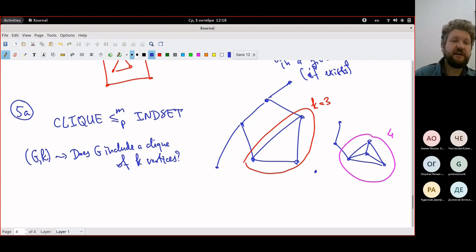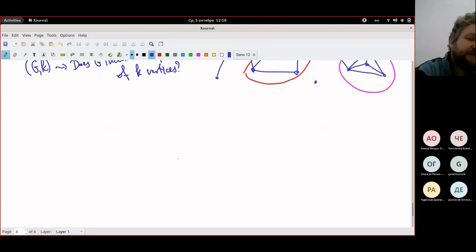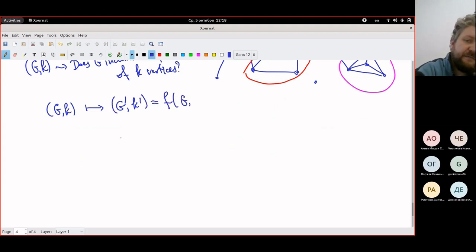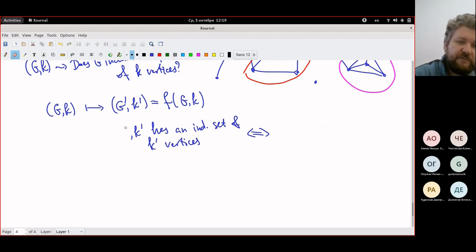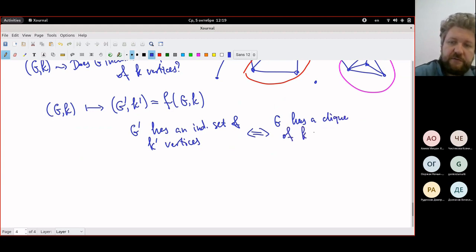How can you reduce it? So this is clique, and independent set asks: does it include an independent set of k vertices? So we need to show that given a graph G and k, we obtain some G prime and k prime, which is going to be the reduction of (G, k), such that G prime has an independent set of k prime vertices if and only if G has a clique of k vertices.